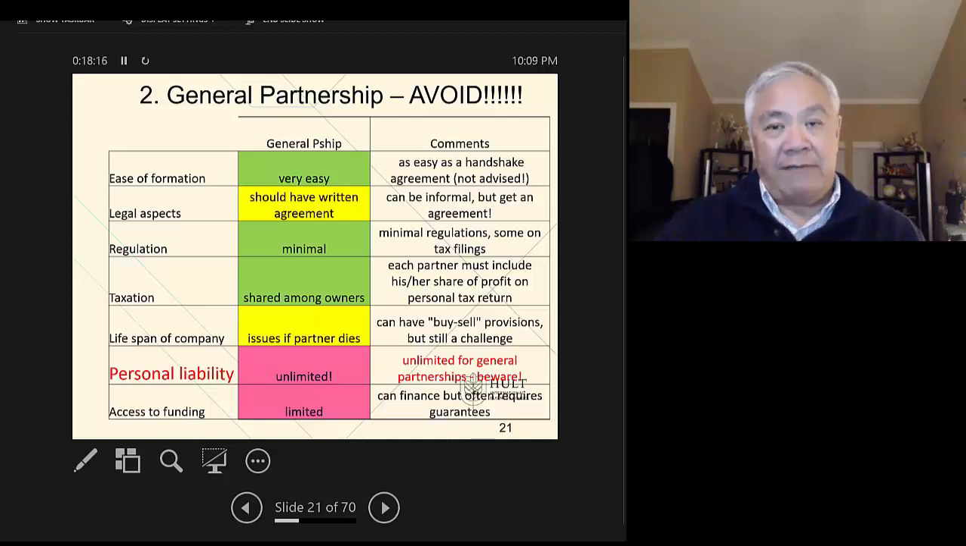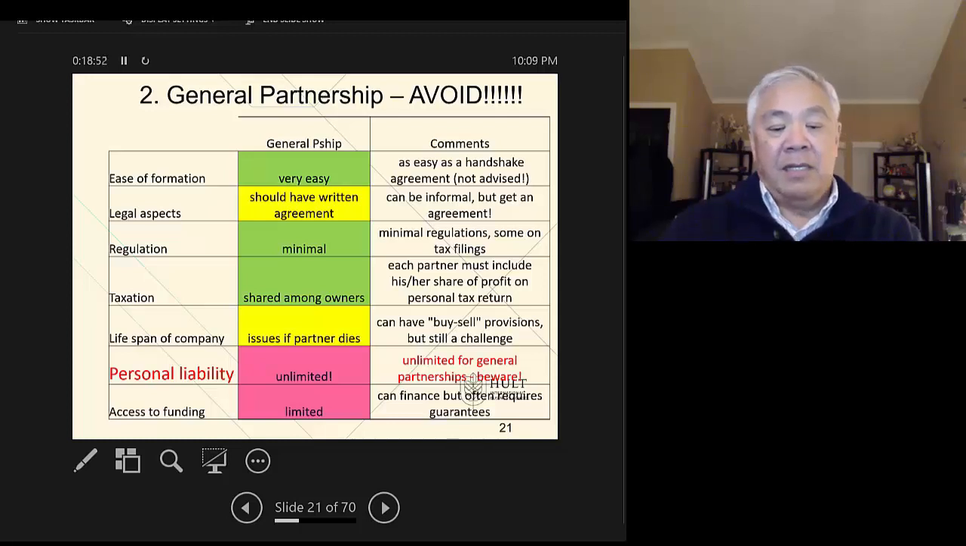Legal aspects, you should have a written agreement. Note the word should. Again, you could do it on a handshake, but people have a convenient loss of memory when things go awry. So write it down. Next is regulation, minimal. There is a uniform partnership set of laws, but other than that, it's fairly straightforward. Taxation, it's a little more complicated because you have more than one person owning the business, but you just split it up according to their ownership typically, and everyone takes their share and pays their taxes.